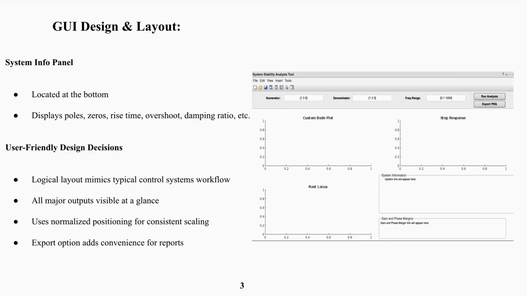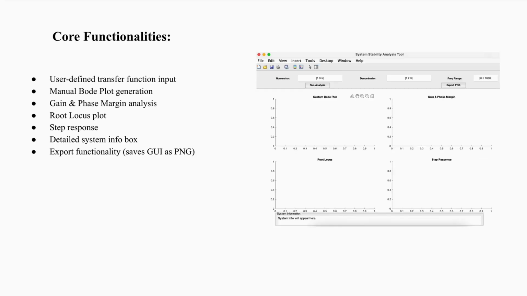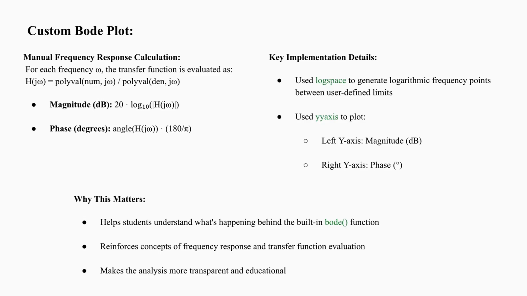So here are some of the points I have. The system info panel has a user-friendly design that makes it easy to plug in your function and get a response back. The core functionalities are the root locus, step response, detailed system info, and manual bode plot generation, and we'll see what the axes are for the bode plot.